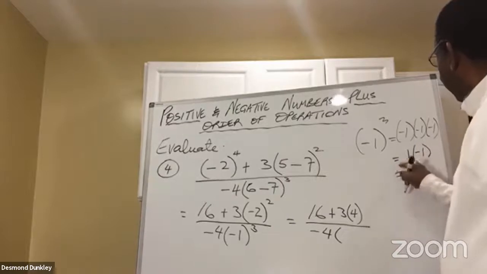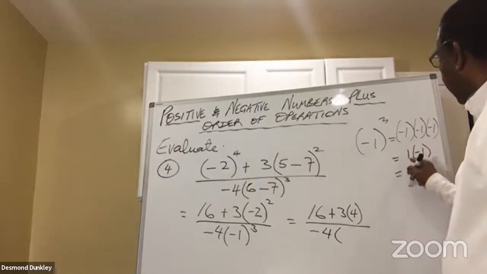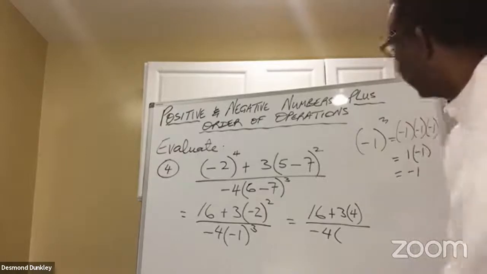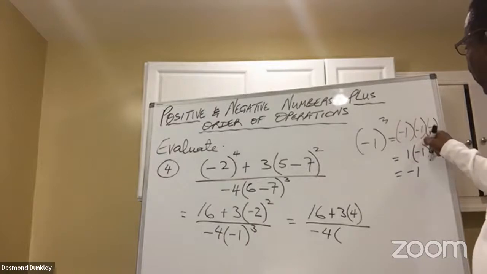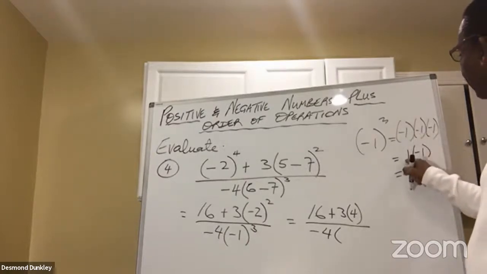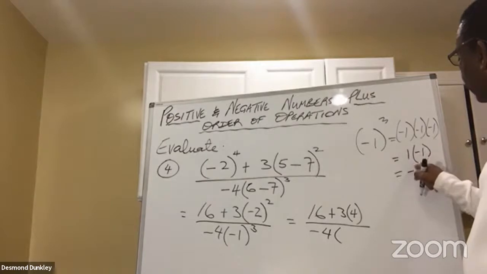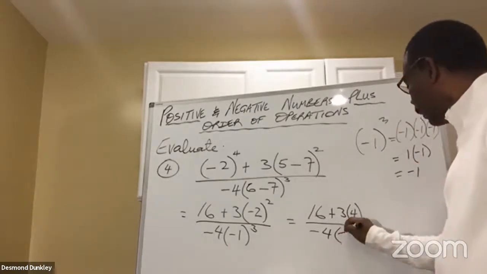So now we have 1 positive times 1 negative. And if the signs are different, the answer is negative 1. Let me repeat. Negative 1 to the power 3 is negative 1 times negative 1 times negative 1. When I multiply these two, I get positive 1. But I still have another negative 1 here. So 1 times negative 1. The signs are different. So my answer is negative 1. So I can go ahead and put negative 1 here.